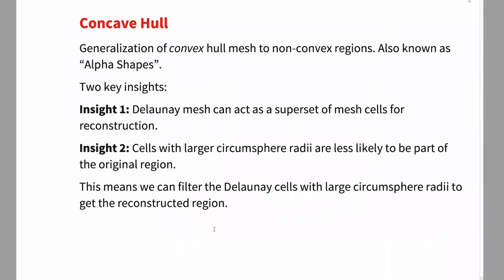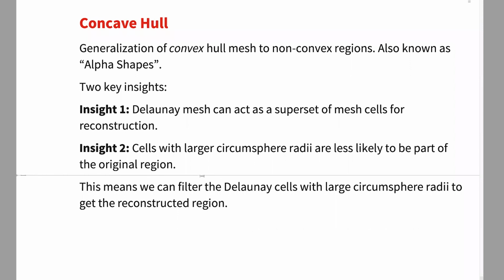So that brings us to the concave hull. This is a generalization of the convex hull mesh to non-convex regions. You also sometimes hear it called the alpha shape. So there are two key insights this brings us. The first one is that the Delaunay mesh can act as a superset of mesh cells for reconstruction, and that its cells with larger circumsphere radii are less likely to be part of the original region. What that means is that, instead of having to worry about connecting points ourselves, we can just run a Delaunay mesh over all the points, and then selectively filter out the cells that are too big, that don't do a good job of representing the region.